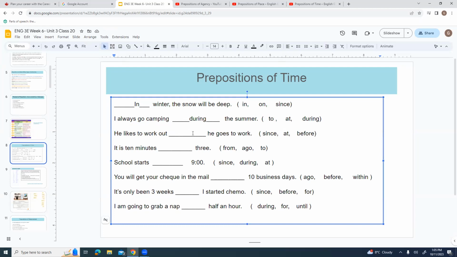He likes to work out, blank, he goes to work. Since he goes to work? No, because that would imply a reason. At he goes to work? Nope. Before works.